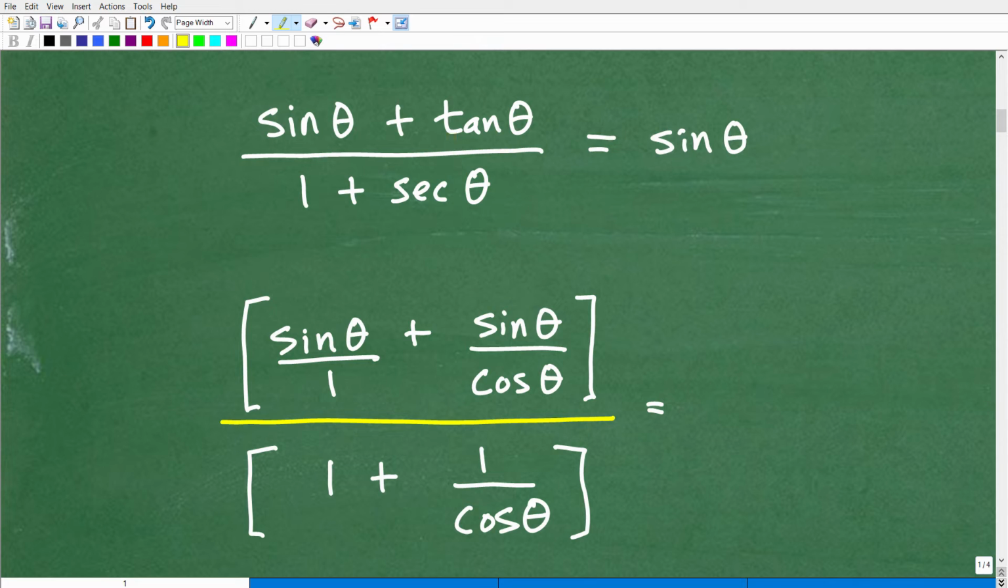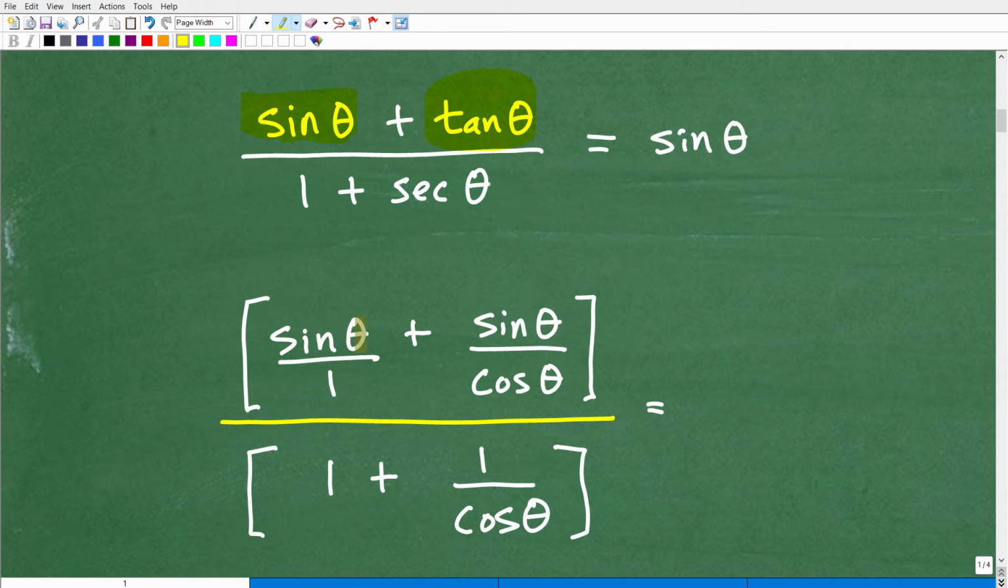Okay, so first things first, let me concentrate on the numerator. Remember I told you it's nice to work in sine and cosine. So I have a sine here, but I have a tangent theta here. So let's change tangent to sine over cosine. If you didn't know, tangent is equal to sine over cosine. That is a real basic fundamental identity, and hopefully you know that. So let's rewrite the numerator this way.